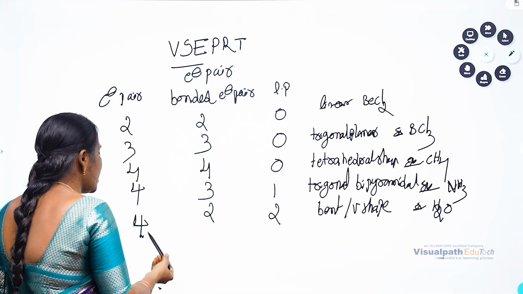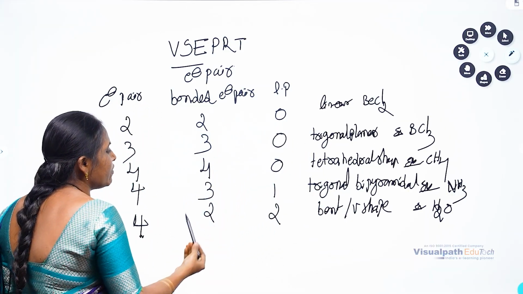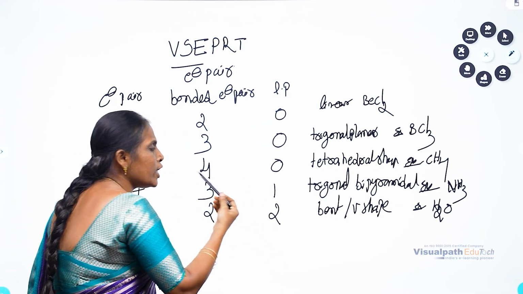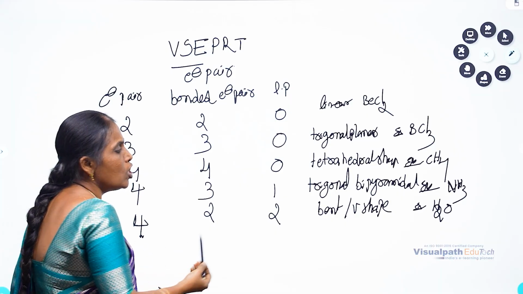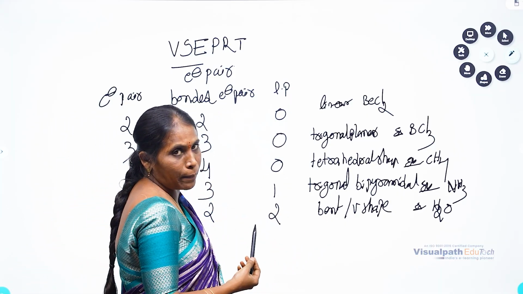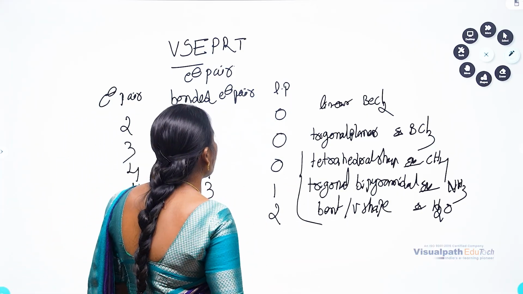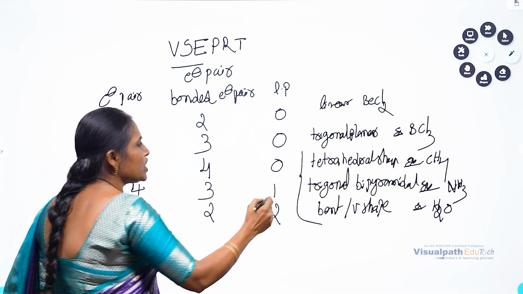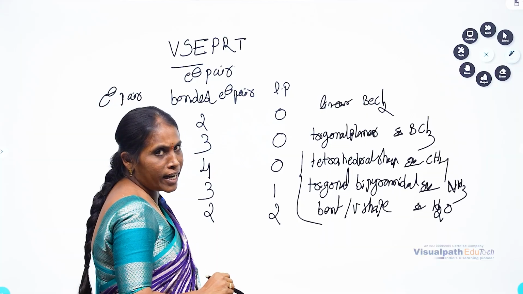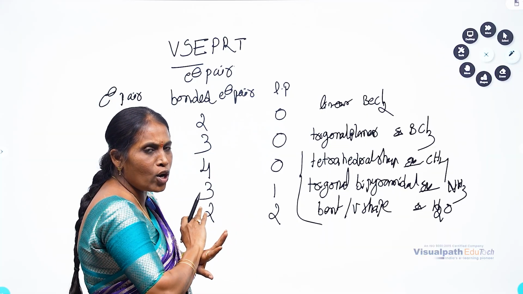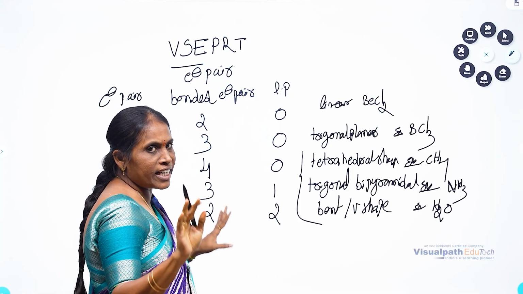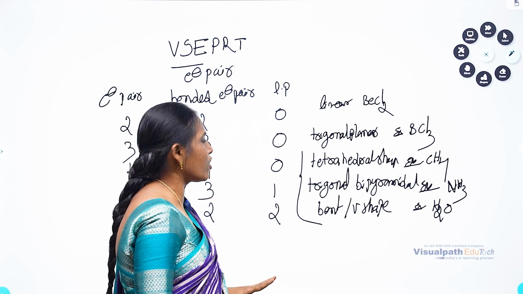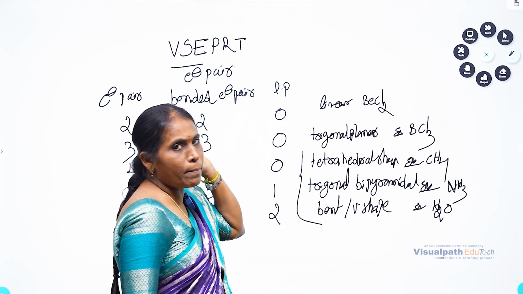And next we see that in the 4 electron pairs, 2 are the bonded electron pairs and the remaining 2 are the lone pairs of electrons. So then here it shows the V shape. In these 3 examples the total number of electron pairs is 4, but when all 4 are bonded electron pairs, there is no lone pair of electrons, so it is tetrahedral in shape. Here it is with 1 lone pair of electrons, so then it is trigonal bipyramidal.